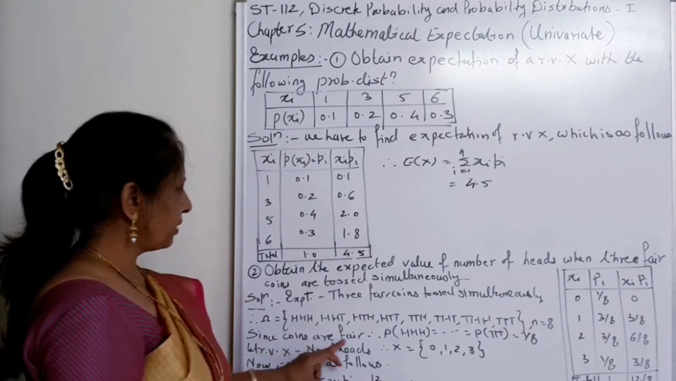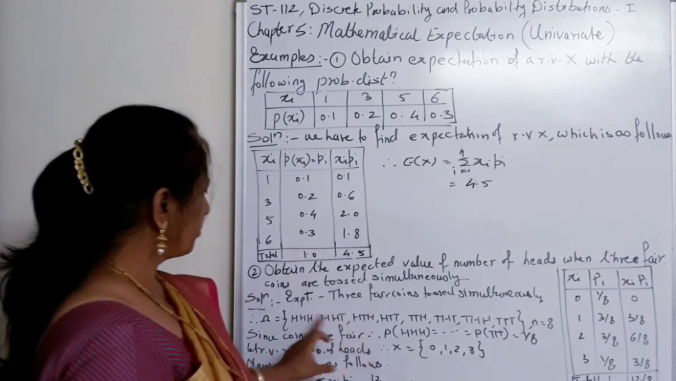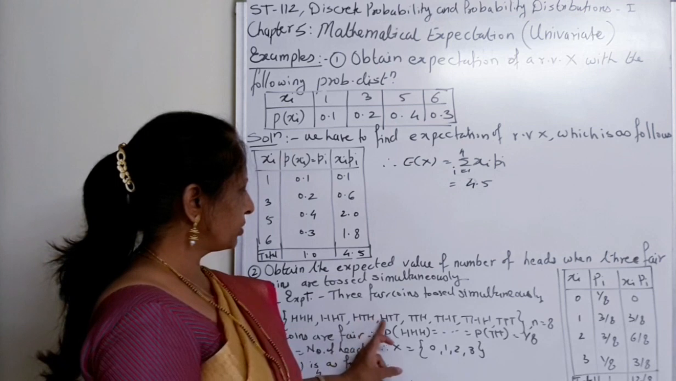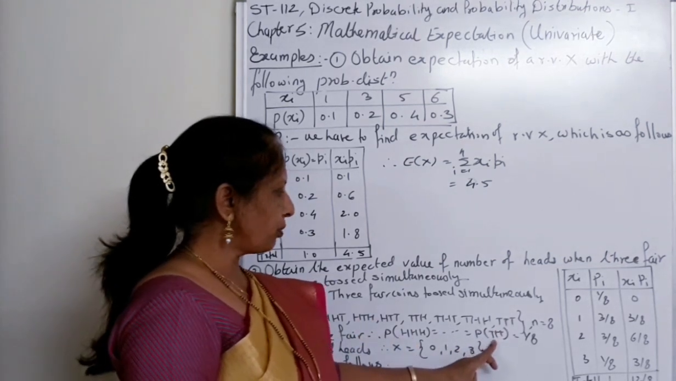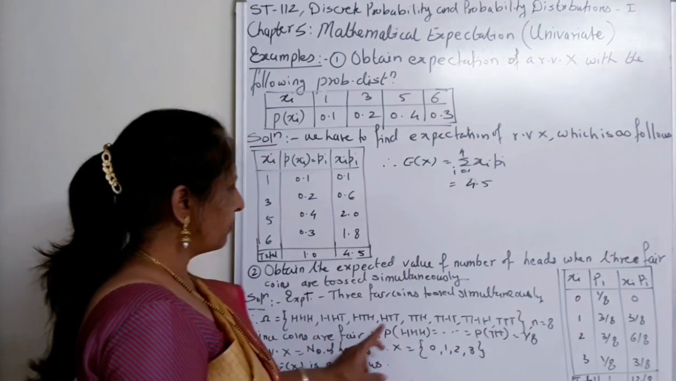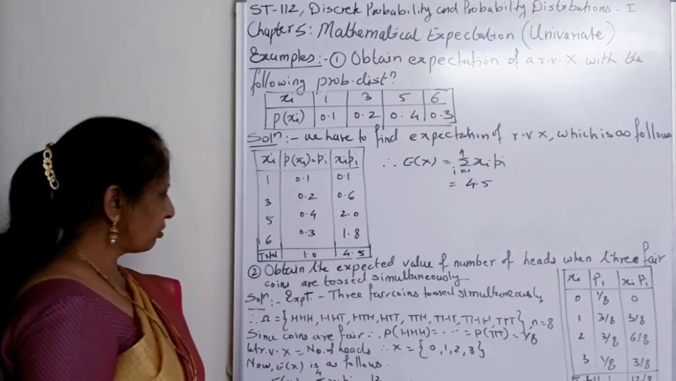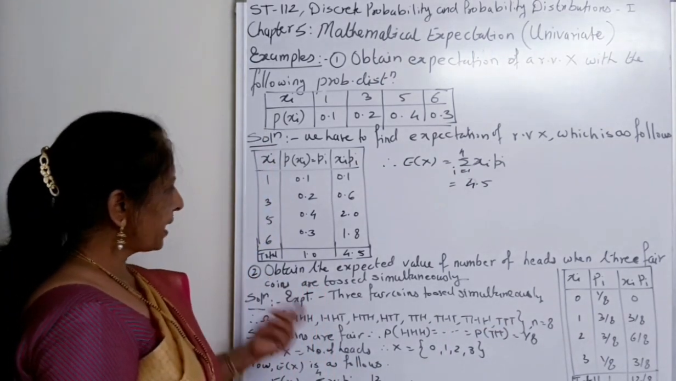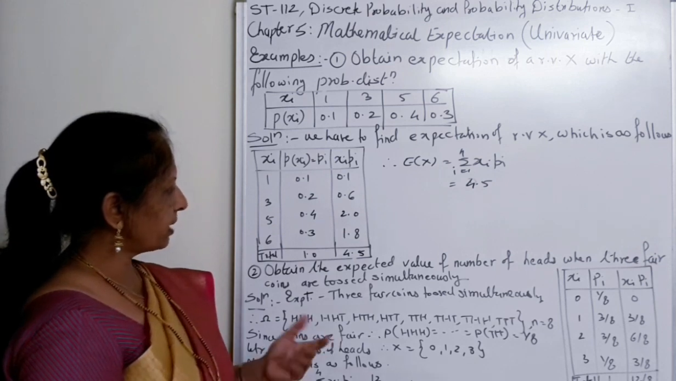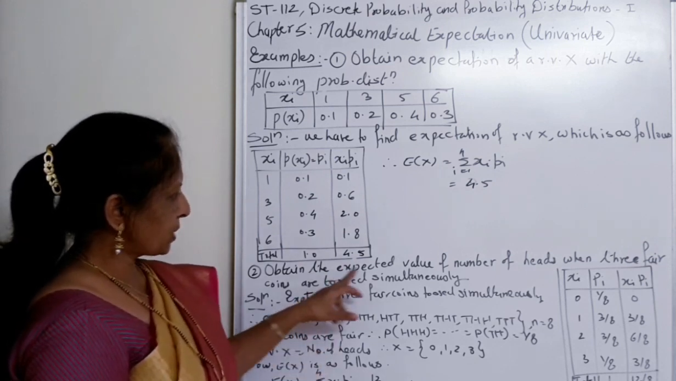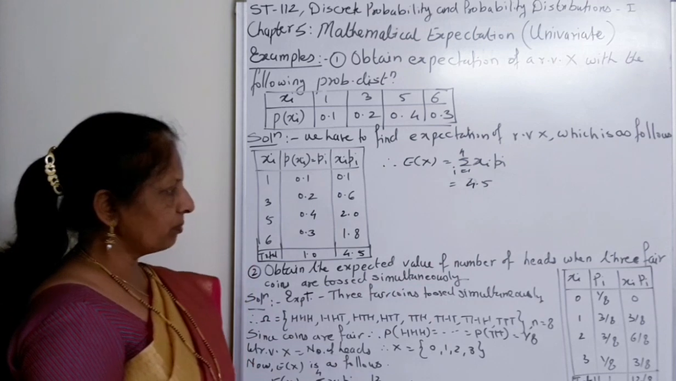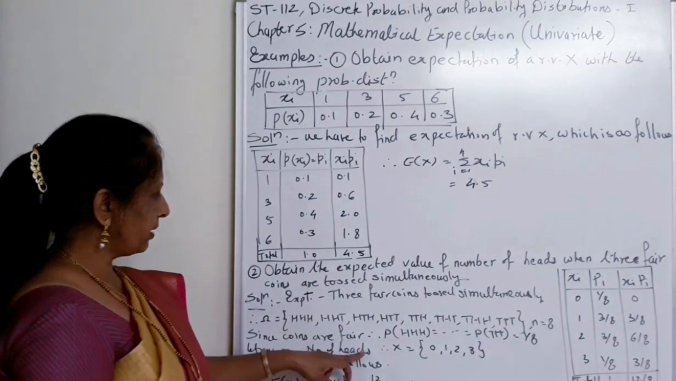Since coins are fair, therefore the probability of the first sample point, second sample point, third, up to the last sample point, all those probabilities are equal, and that is 1 by 8. That is the meaning of a fair coin. Now, whose expectation we have to find? That is our random variable x, the expected value of the number of heads.